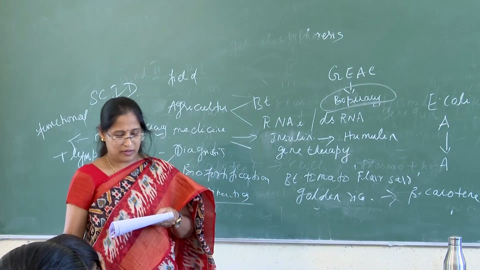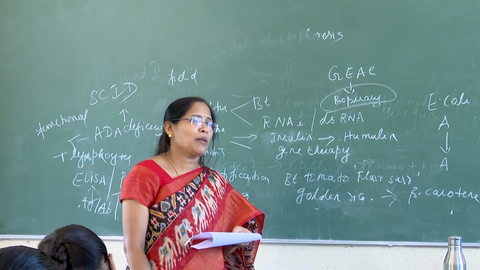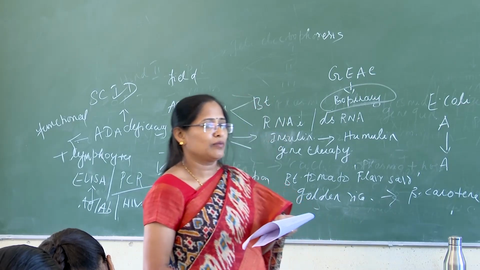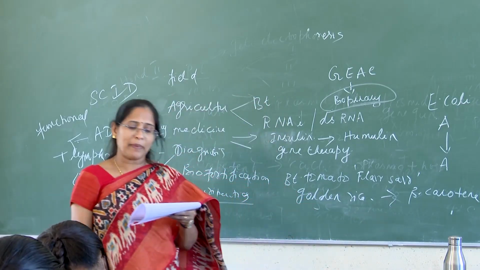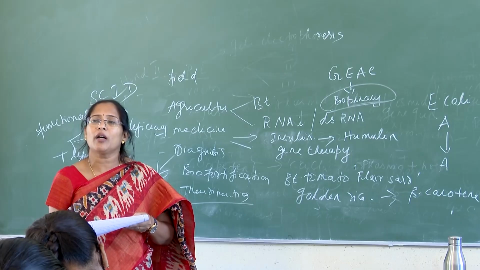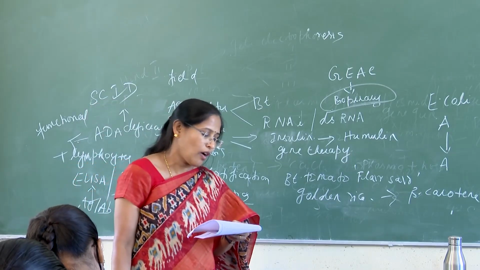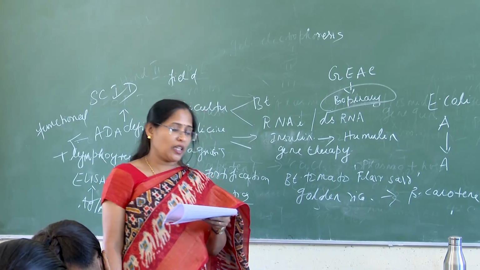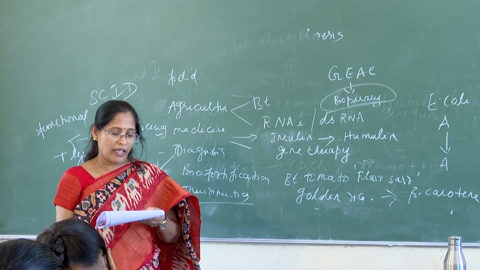Kary Mullis. Remember, Kary Mullis is always for PCR. Got it? He developed the polymerase chain reaction and he was given the Nobel Prize also for that. Next, Paul Berg, father of genetic engineering. Third one, Stanley Cohen and Herbert Boyer.